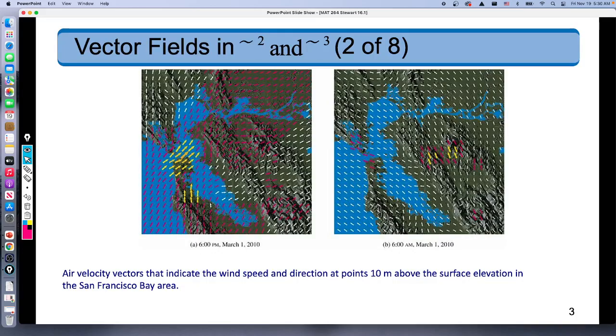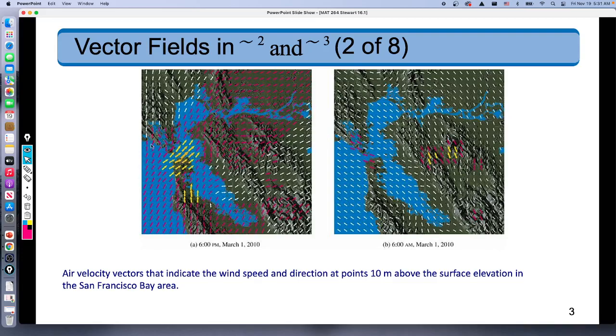Okay. So here's an example. You can see here a vector field. Maybe some of you will recognize this is the San Francisco Bay Area. I think this is the Golden Gate Bridge right here. So this is vectors of the wind velocity, the wind speed and direction, 10 meters above the surface. And this one here is in the evening at 6 p.m. So you get the strong wind coming in here, across the Golden Gate Bridge, right?